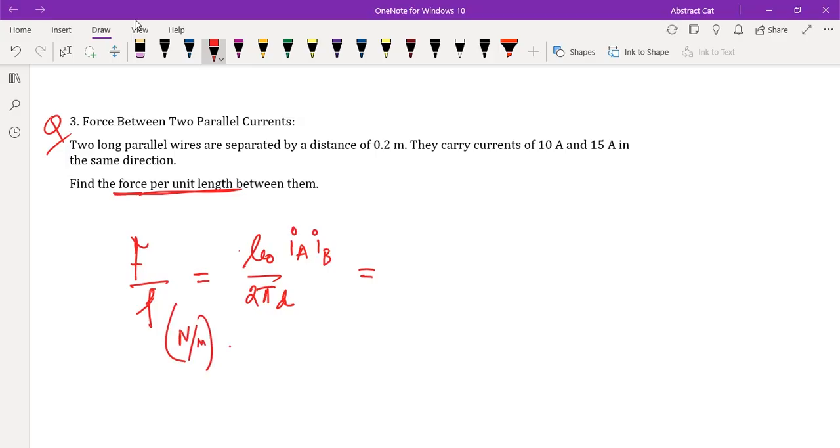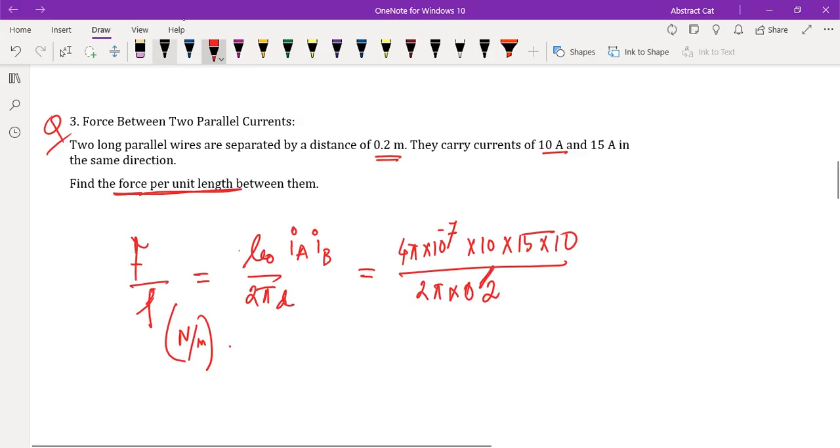Remember, okay. So mu 0 is equal to 4 pi into 10 to the power minus 7. You know the mu 0. IA is 10 ampere and IB is 15 ampere. 10 times 15 by 2 pi d. Separation is 0.2 meter. Okay, so here now the calculation: remove the point first, with 10 here. Next the pi will cancel.